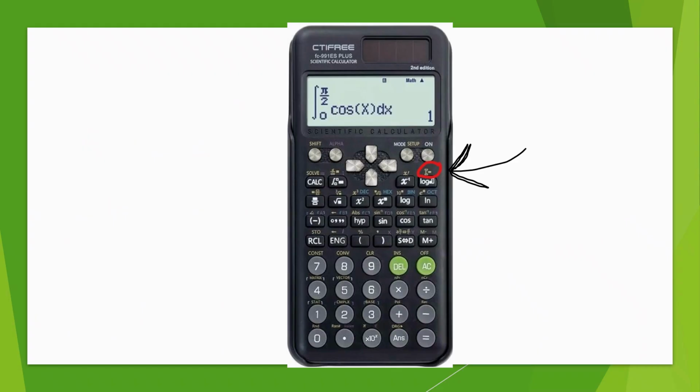How does sigma notation look in your calculator? In some calculators, it will be over here. In some, it itself will be a button. So please check your calculator.